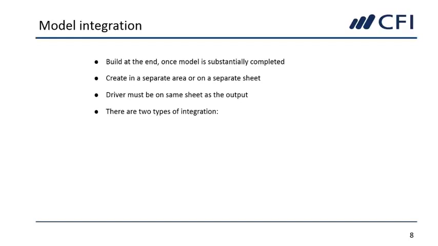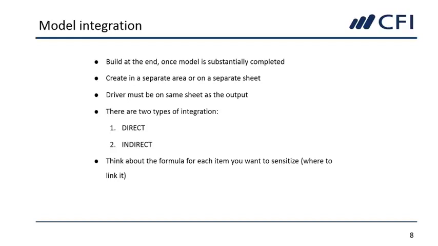There are two types of model integration: direct and indirect. In this course, I'll cover both. It's important that we think about the formula that you're about to sensitize and where the linking occurs. This is the difference between direct and indirect methods. In the direct method, you are changing an input that is linked up in the financial model itself. Since Excel can only change inputs and not formulas, you need to use an indirect method if you want to sensitize a formula further down in the model. I'll explain this in more detail as we continue in the course.